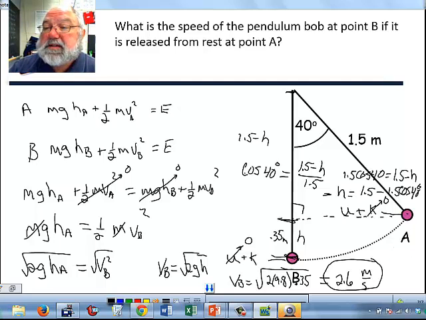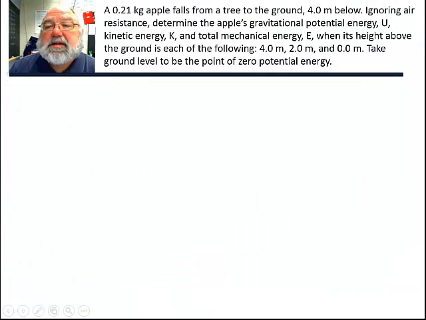Okay, so let's see what's up next for you. Another example. We have a 0.21 kilogram apple falling from a tree to the ground, which is 4 meters below. Ignoring air resistance, determine the apple's gravitational potential energy, its kinetic energy, and its total mechanical energy when its height above the ground is each of the following: 4 meters, 2 meters, and 0 meters. Take ground level to be the point of zero potential energy. I don't think this is going to be too bad.